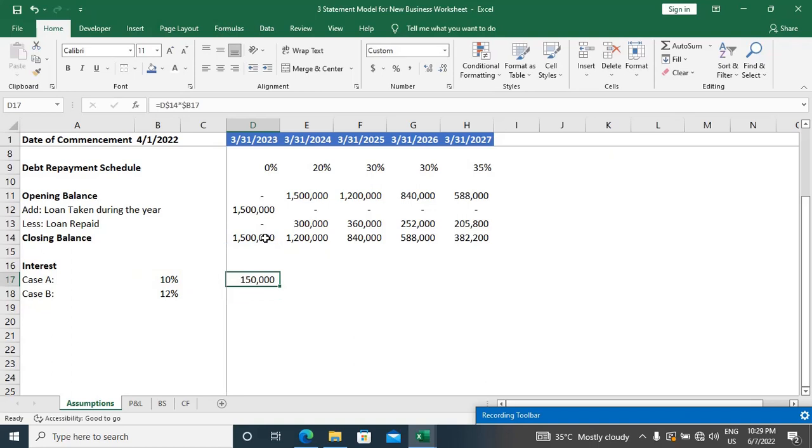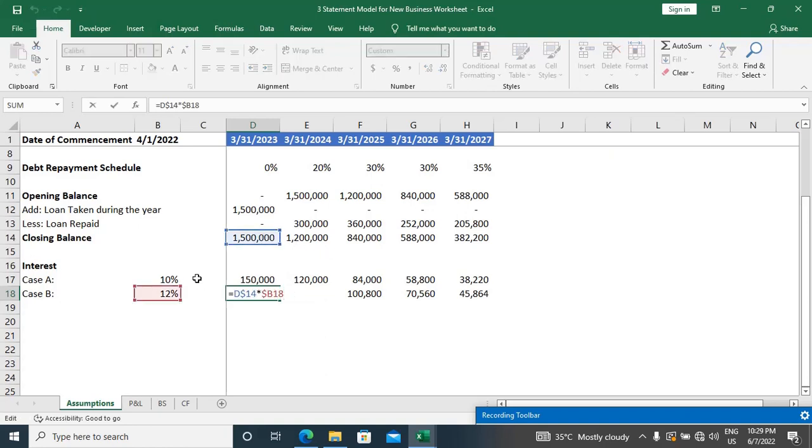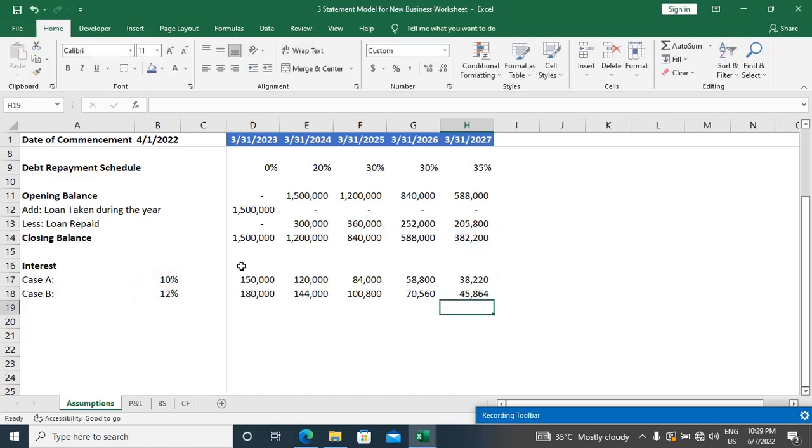Press enter, Control C, copy, shift rightwards, shift downwards, Control V, paste. Now you just check this formula. Every time you are doing it, check the formula. Press F2, see the color. The selection of the data is correct. This 12 lakh multiplied by 12%, this multiplied by 10%, it is correct. So this calculation is absolutely correct. Now we are done with the interest part.